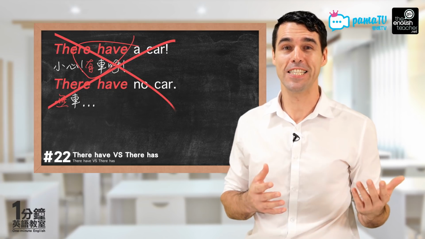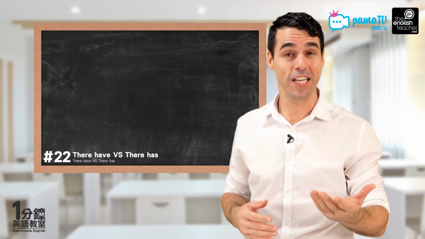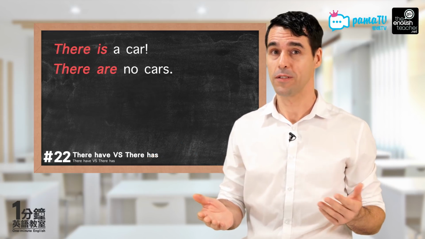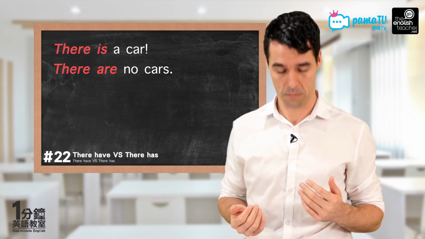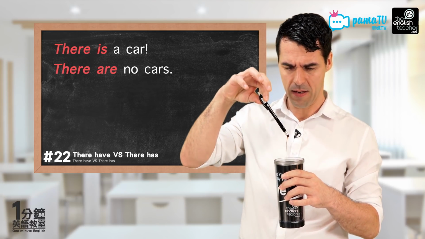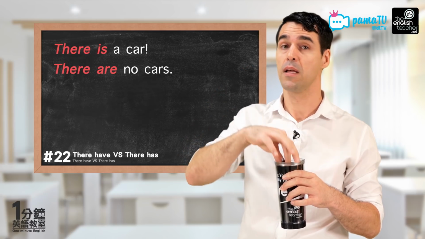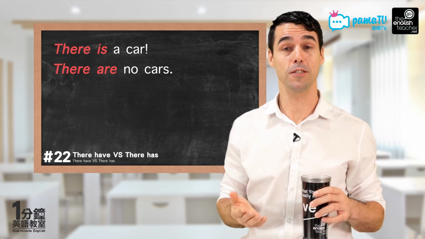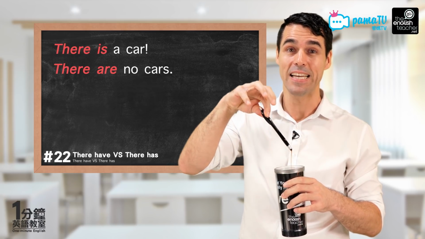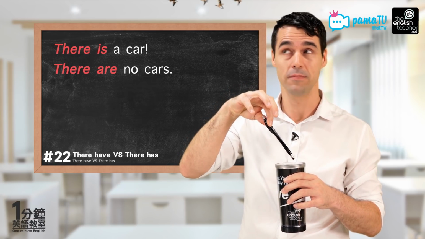Instead, we use "is" or "are". So change that to "there is a car". "There are no cars." Go ahead and cross the road. What the heck? "They have a pen in my tumbler." Now you do it. Change it to... that's right. "There is a pen in my tumbler."